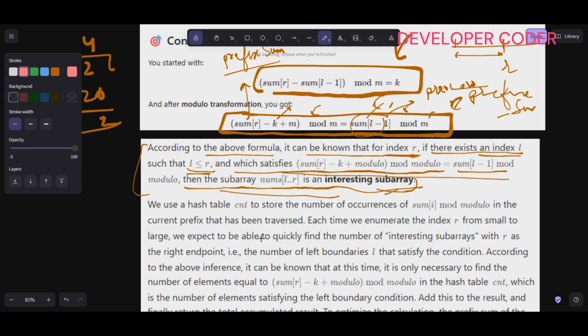Now the next point. We are going to use a hash table count to store the number of occurrences of sums of I mod modulo in the current prefix that has been traversed.